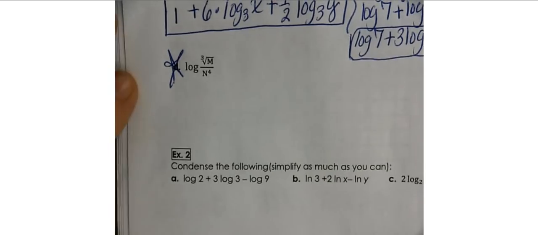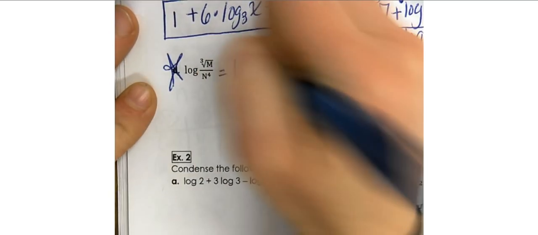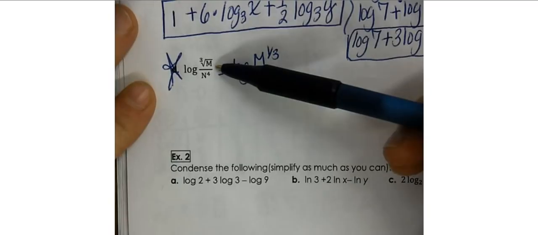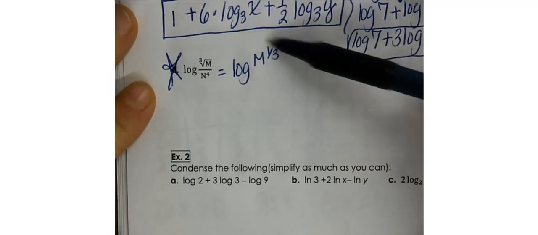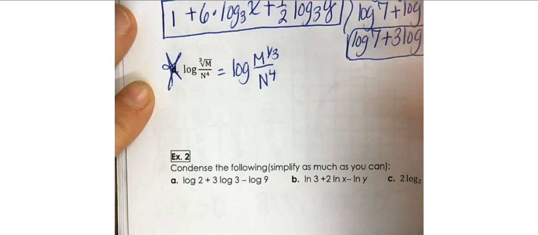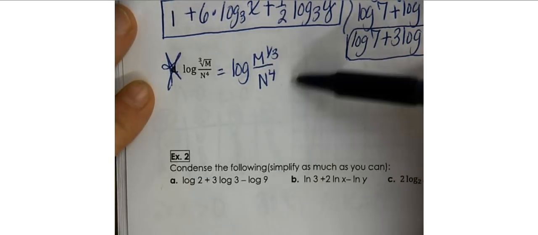All right, let's go ahead and see how well you did. For letter D, what I would recommend that you do first is rewrite this as log of m to the 1/3 power, because that's what cube root really means, is m to the 1/3 power, divided by n to the 4th power. Now, the main operation that's taking place here is division.